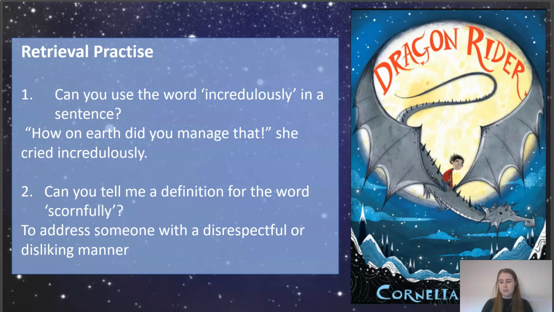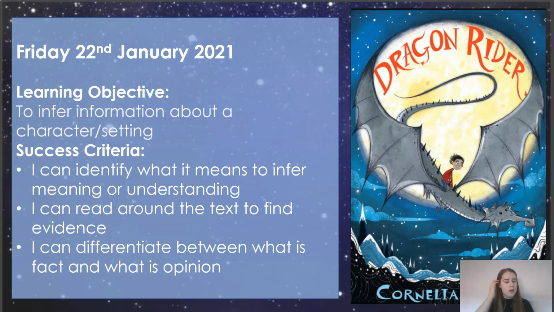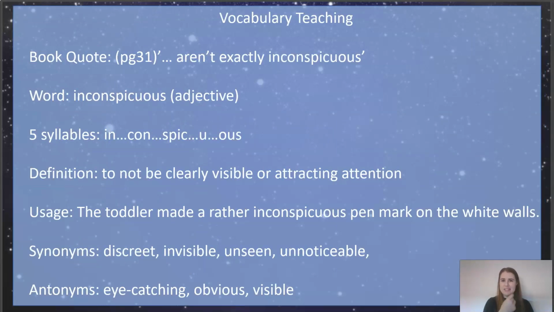So for today, we are going to be looking at inferring information about a character or a setting. Okay, so by the end of the lesson, you need to be successful in being able to identify what it means to infer meaning or understanding from the text. You also need to be able to read around the text to find evidence. Now, we do this in all of our reading lessons, but it's really important for inference because it's all about reading between the lines. And you need to be able to differentiate between what is a fact statement and what is an opinion statement. So we'll be looking at that last part of our success criteria towards the end of our lesson.